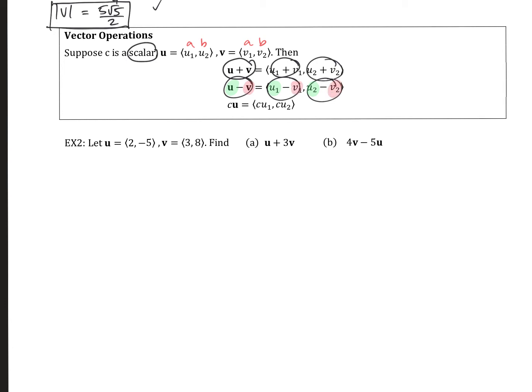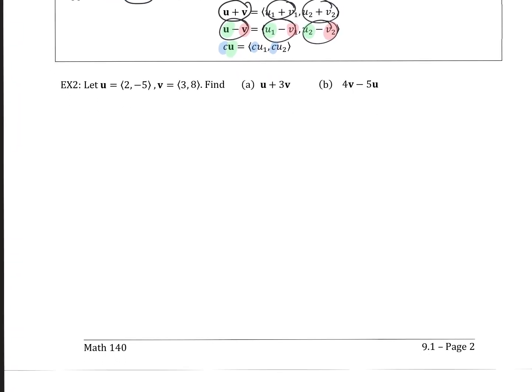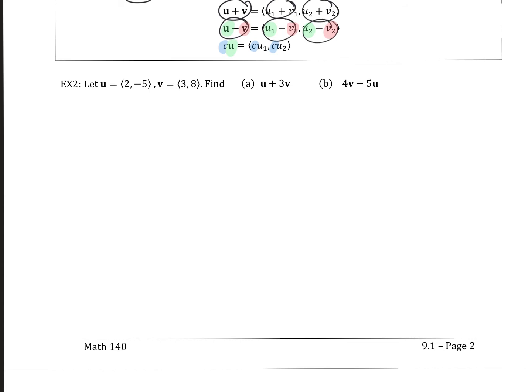And then if you have some regular number, so a scalar C, being multiplied to your vector, all that you do is you multiply that C in to each of the A, B values. Just multiply it right on in. Pretty similar to what we know for most of our rules of addition and subtraction and multiplication.